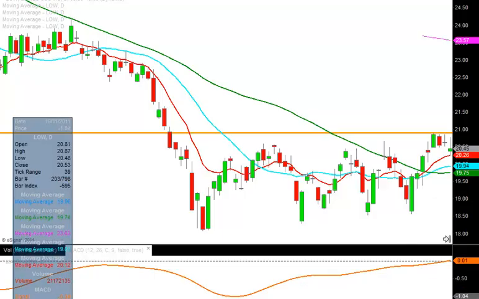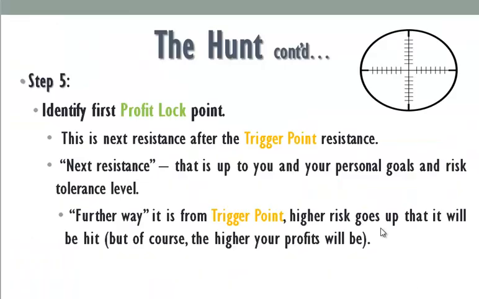Now that we have our trigger point in place, we need to figure out our first profit lock point. So that's just going to be the next resistance after our trigger point. And the next resistance, like I've said, is going to be up to you and your personal goals and risk tolerances. The further it is away from the trigger point, the higher risk it is. But of course, the higher the risk, the more money that you'll make if it does go up and hit that.